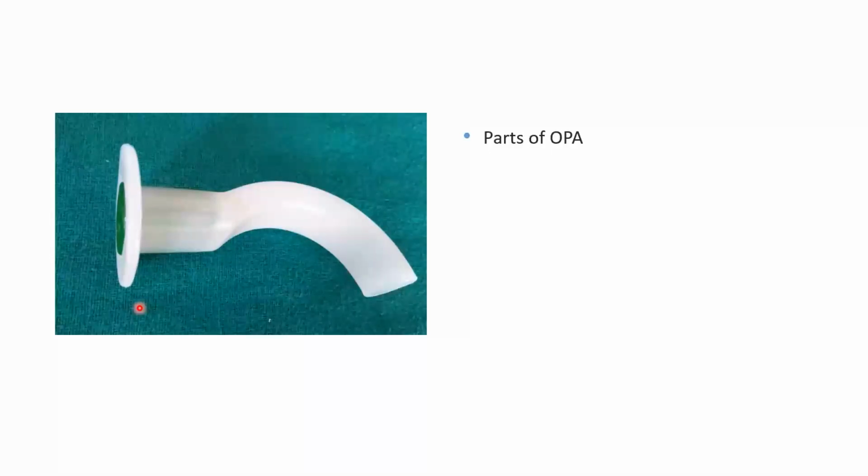Oropharyngeal airway, sir. Right. So the first question is, identify the parts of this briefly. There's a white block, the shaft. Okay. This is the bevel, right? The lumen and the opening. Yes. So indications and contraindications of this.